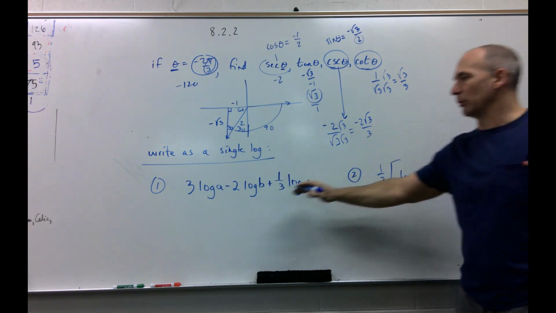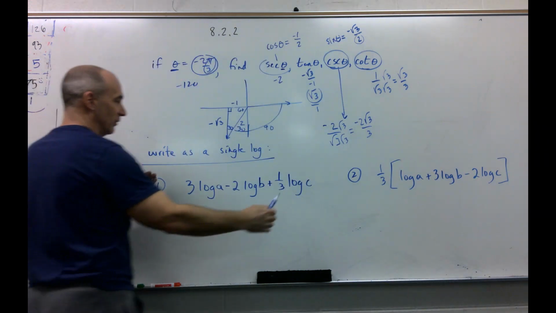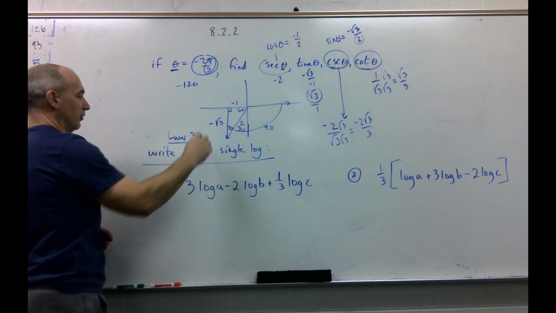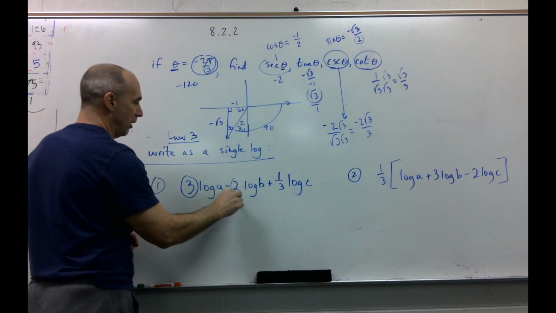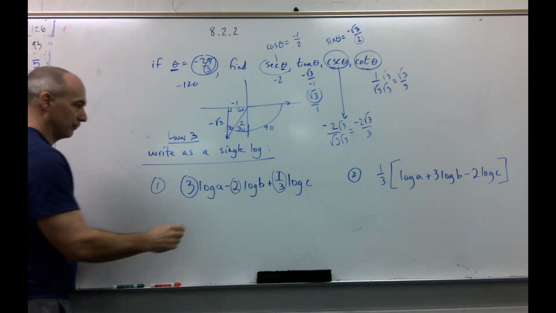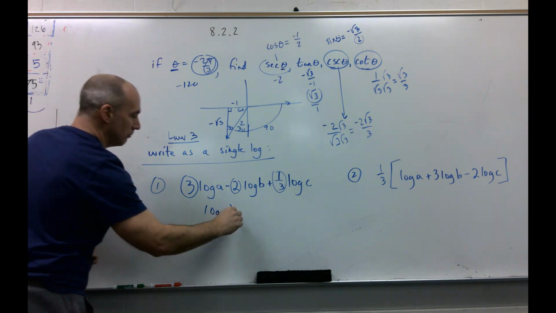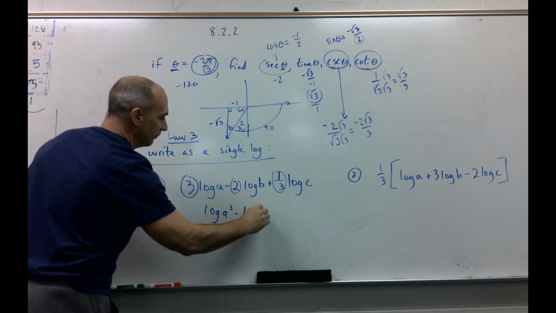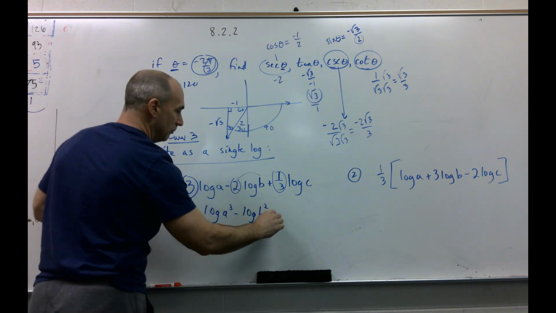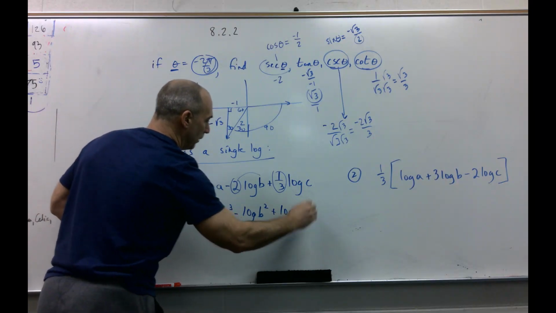Now, a quick review of logs. Remember, on these situations where you've got multiple logs, you're always looking for law 3 first. Here's law 3, here's law 3, here's law 3. So how can we rewrite this thing? Well, that goes here: log of a cubed minus log of b squared. Remember, you can bring that up there. And then plus log of c to the 1/3 power.